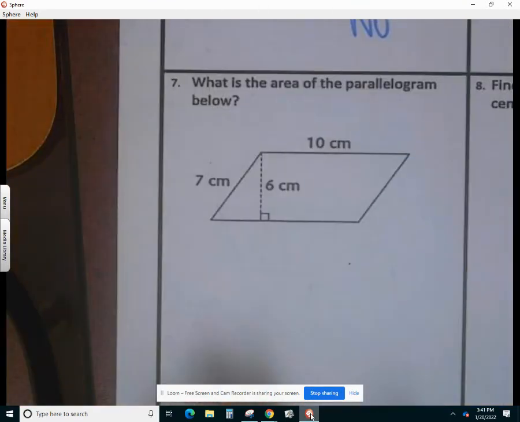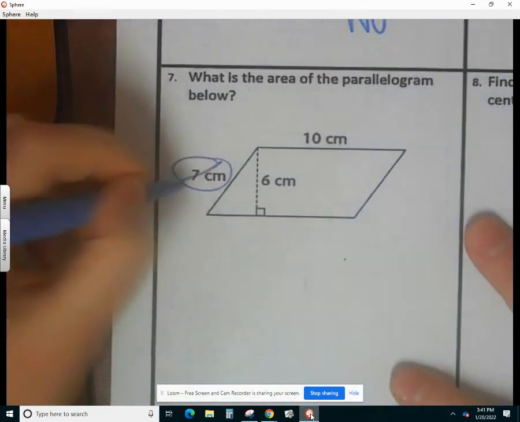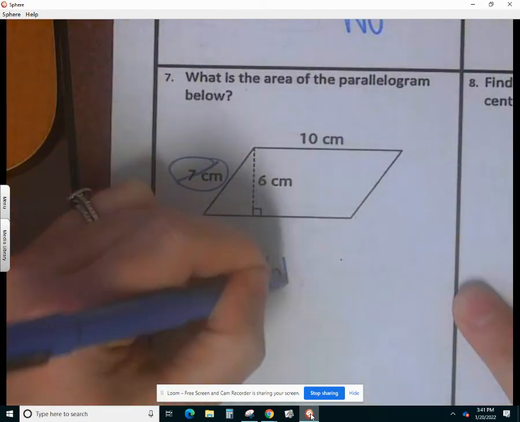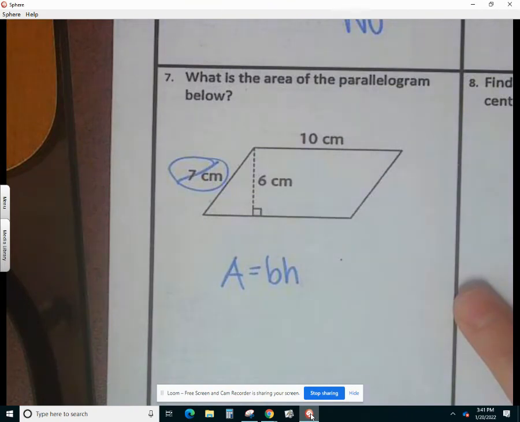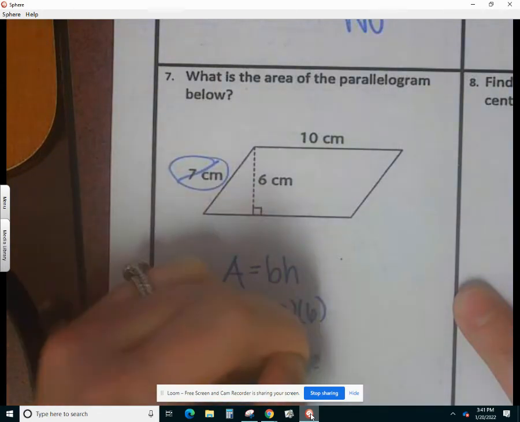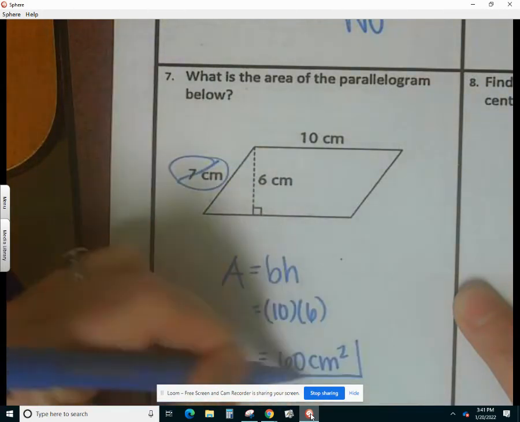The next one is a parallelogram. They also gave us one of those slanted sides, so we're not going to use that. Area of a parallelogram is just base times height. So all we have to do is multiply 10 times 6, which gives us 60 square centimeters. So that's an easy one.